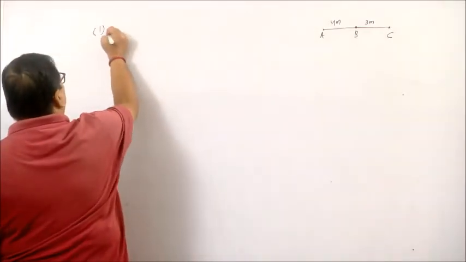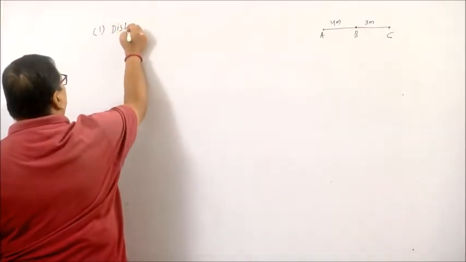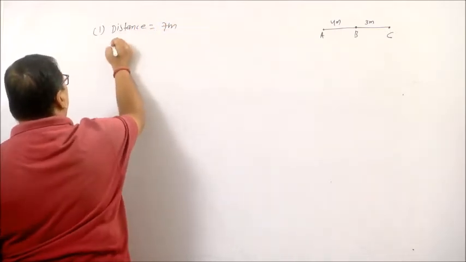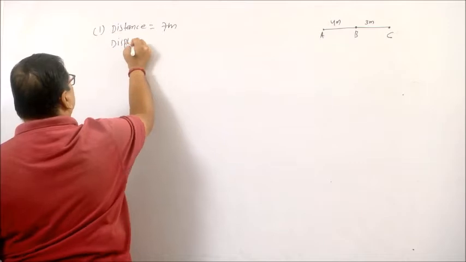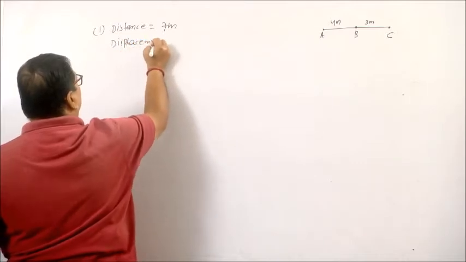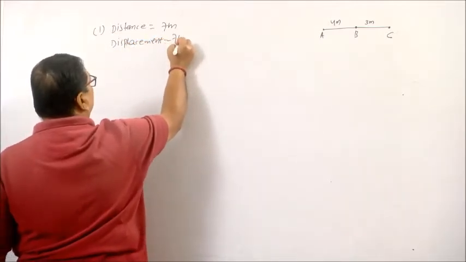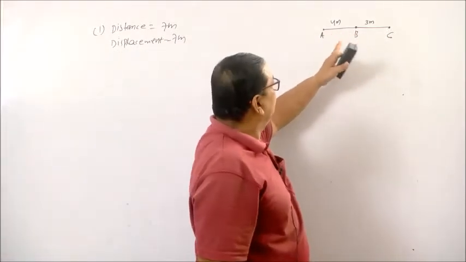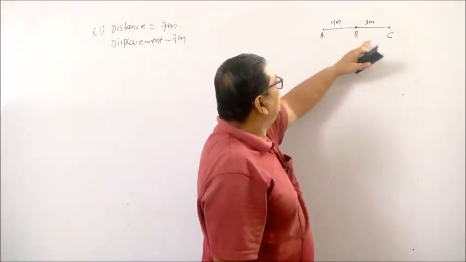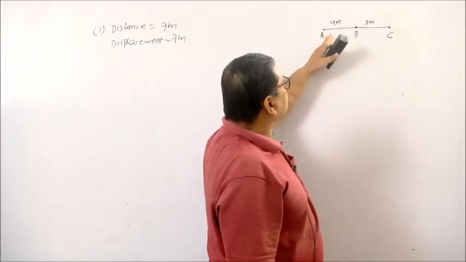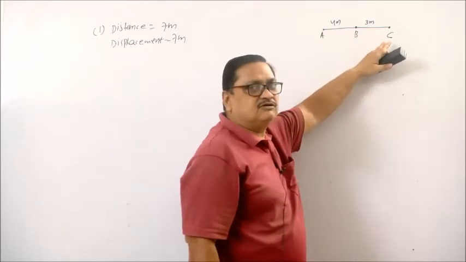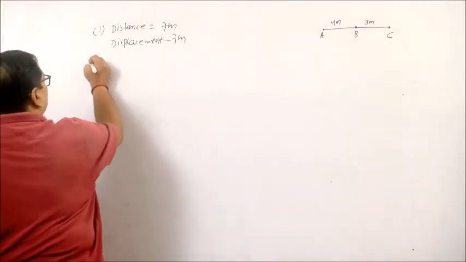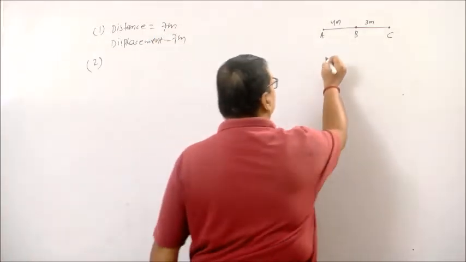So in this case, distance is 7 meter, displacement is also 7 meter, because the path covered by the body from A to C is 7 meter, 4 plus 3, and the initial point is A, final point is C. So the straight line joining the initial point to the final point is also 7 meter. So 7 meter, 7 meter. Then we will take another example.